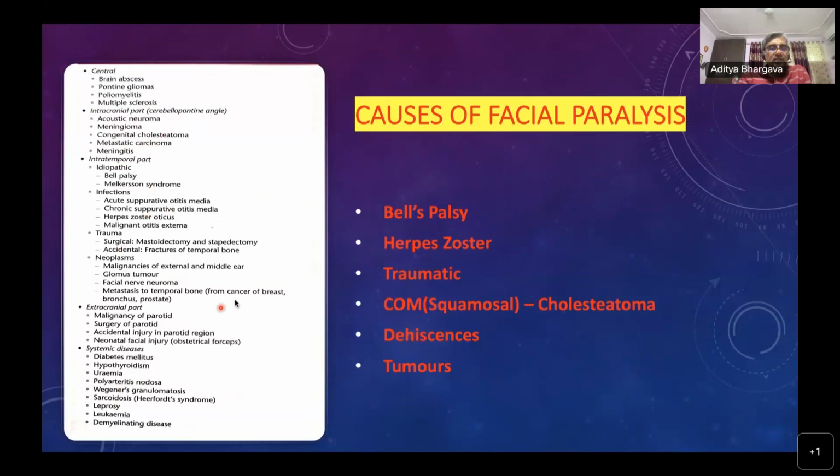You can see here a host of causes mentioned in the book. I have taken this from Scott Brown, various books divided into various other things. But what is more important, which are more common, is this: Bell's palsy, the commonest, herpes zoster oticus, traumatic, subsequent to COM, squamosal type, and formation of cholesteatoma, then dehiscence, and the tumors.